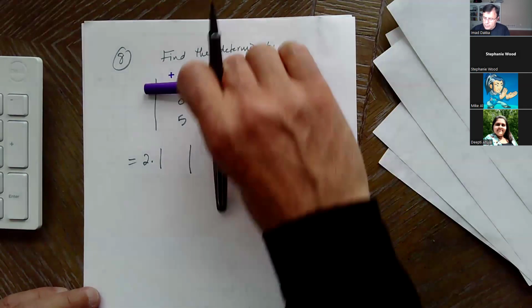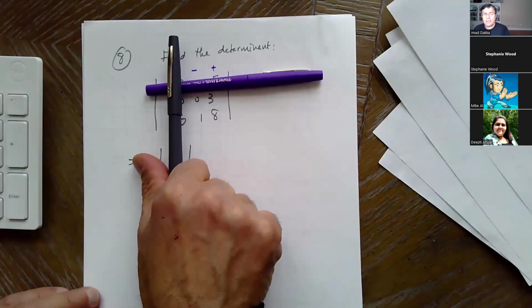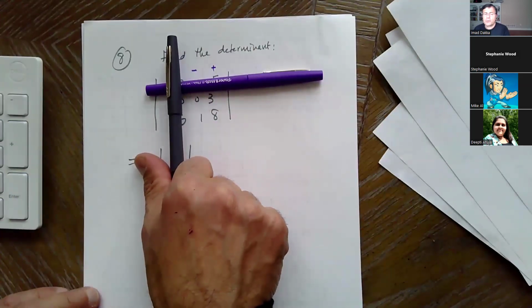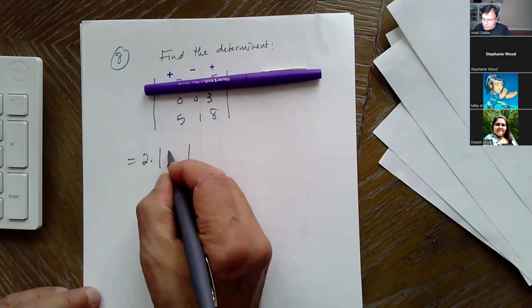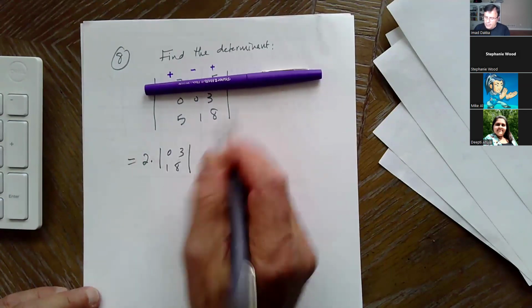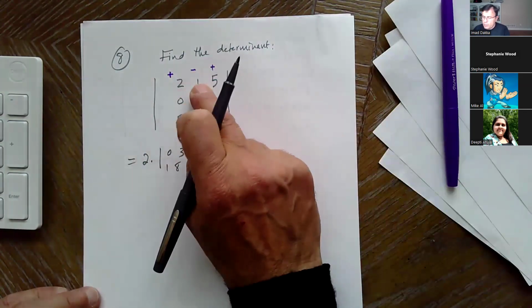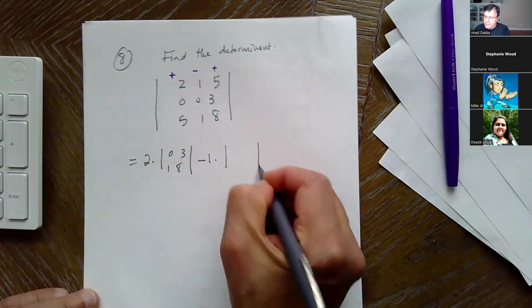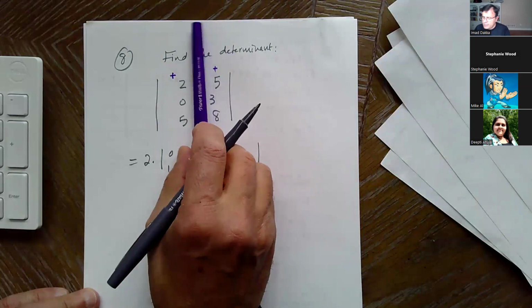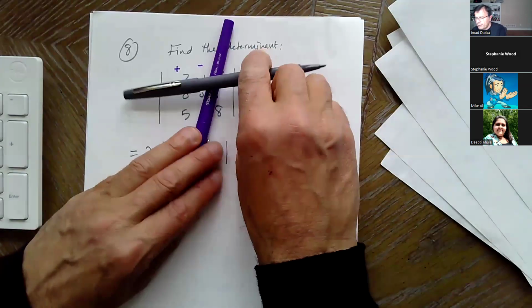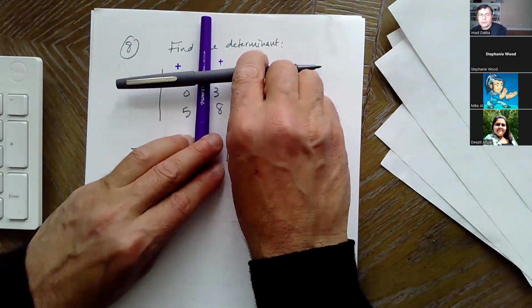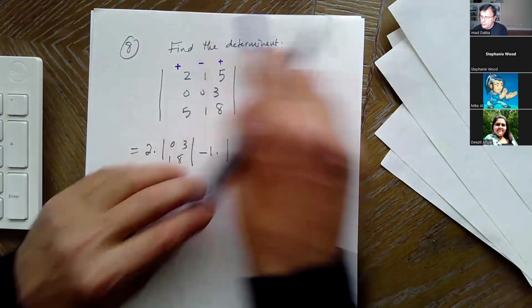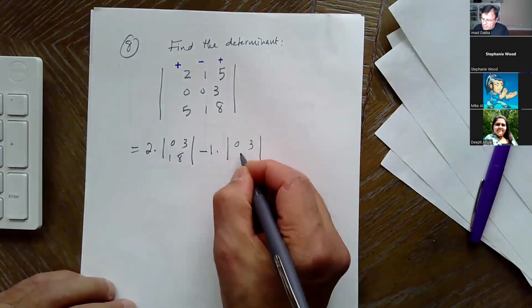The minor of 2 is if you cross the row and column of 2, so you get 0, 3, 1, 8. That's the 2 by 2 determinant. And then you move on to the next one. Minus means change the sign of 1, so it's -1 times the minor of 1. Again, you cross the column and row of 1. And you see a 2 by 2 determinant, 0, 3, 5, 8. So you copy that down.